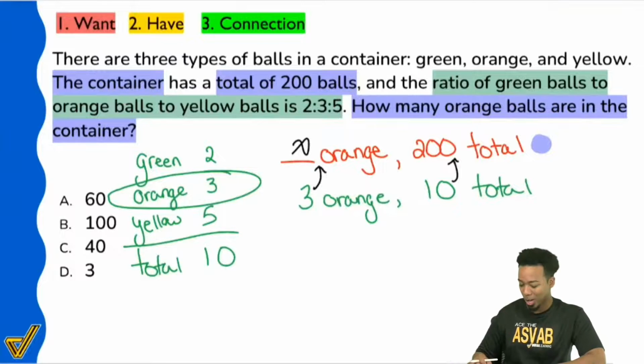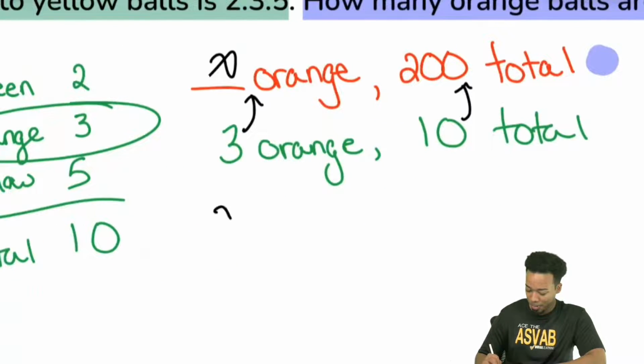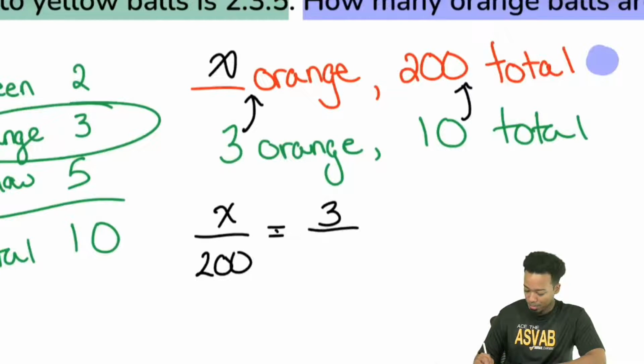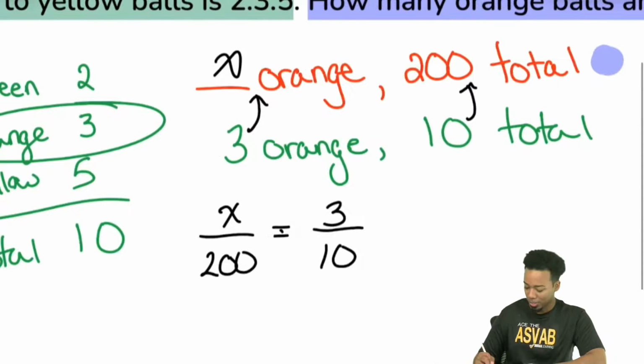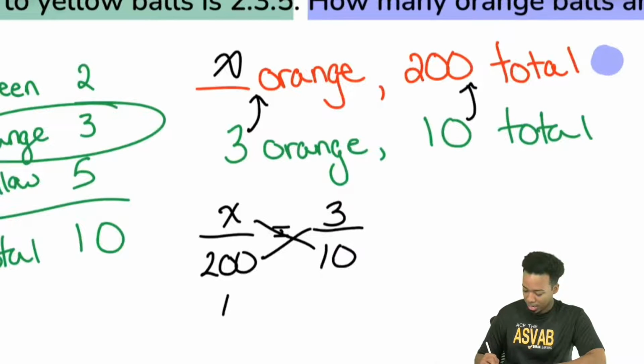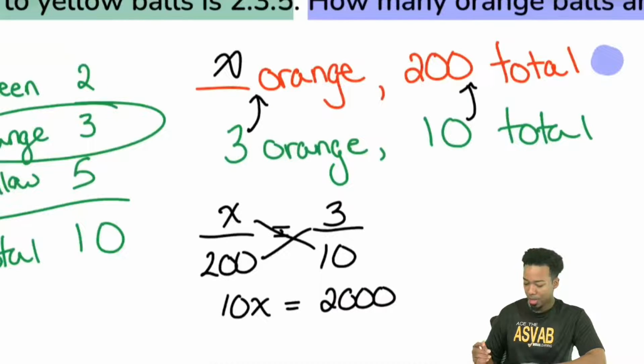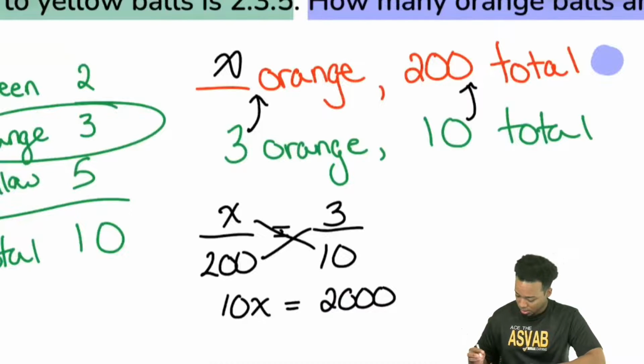But we can still do cross multiplication and division if we'd like to. We can do x over 200 equals 3 over 10. Because when we cross multiply and divide, we'll have ourselves right over here. We'll have 10x equals 2,000. And then if we go ahead and, that's going to be 600.